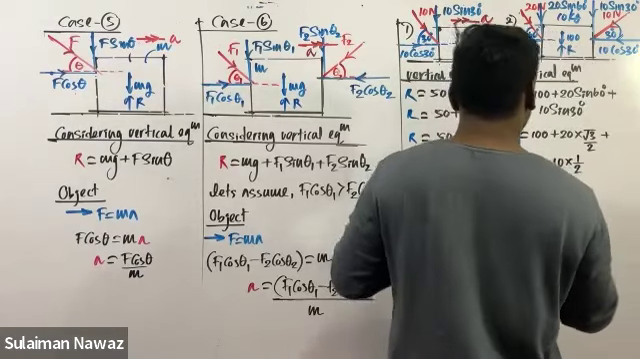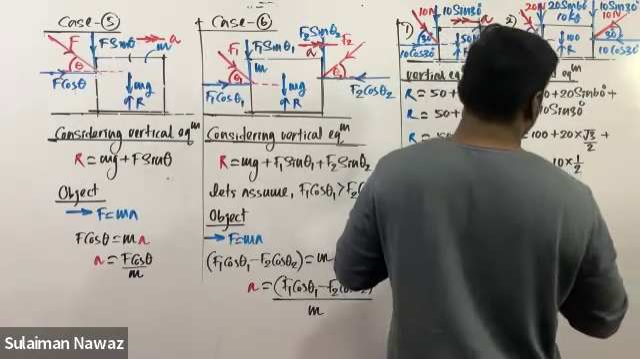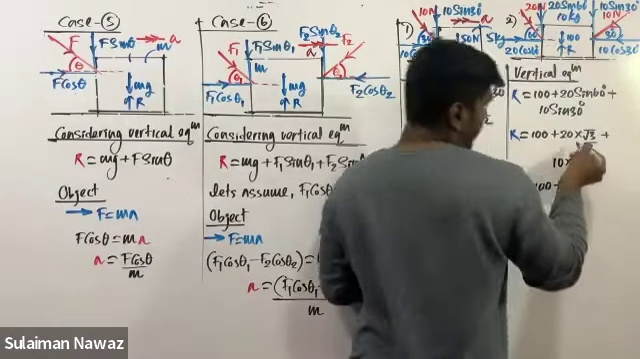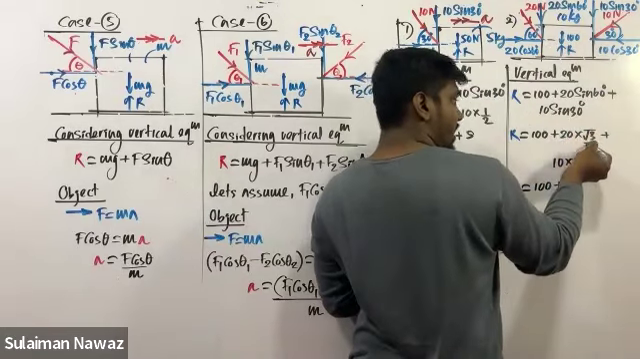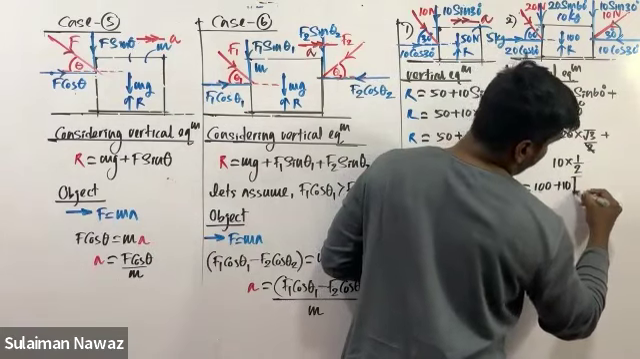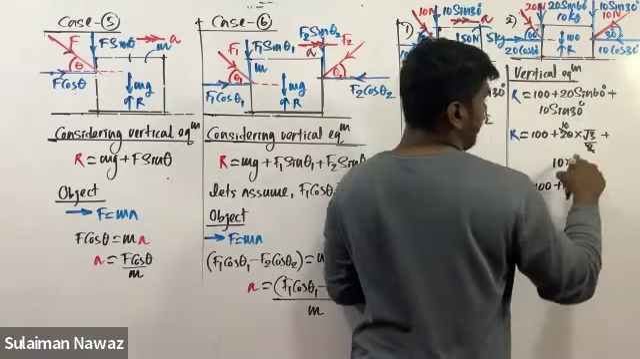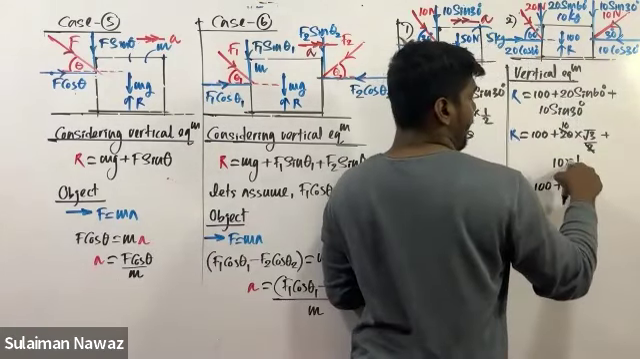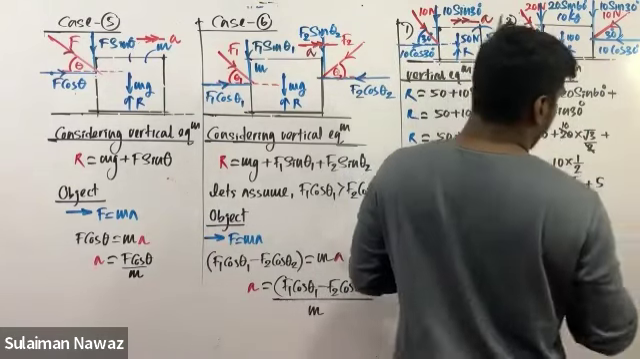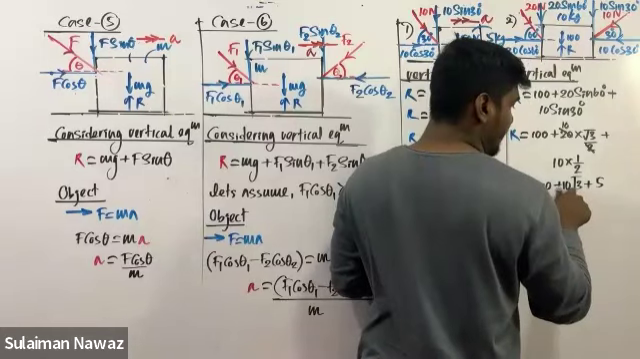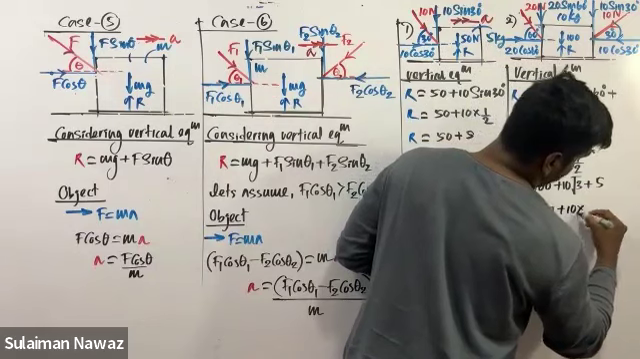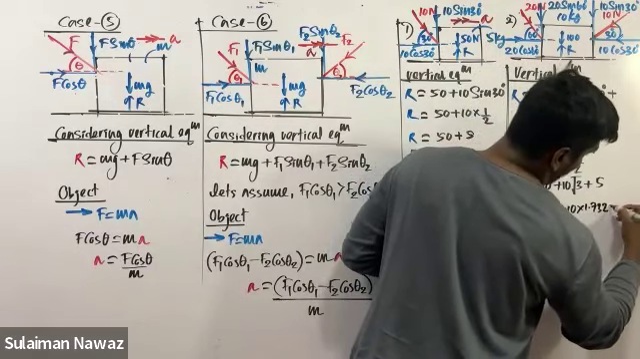Again R equals 100 plus now 20 root 3 over 2. I can divide by 2, then it's 10 root 3, plus 10 by 2 means 5. Then root 3 means it's 1.732. So 100 plus 10 times 1.732 plus 5.